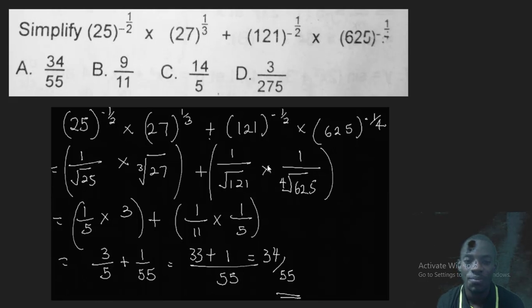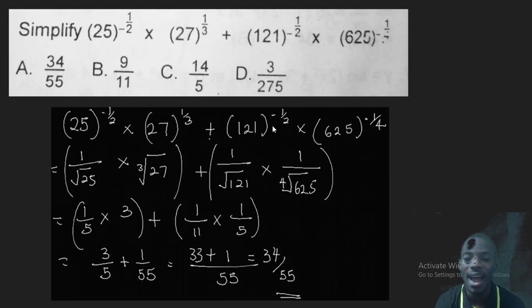Now let's check out the next one. The next one is another negative power, minus 1 over 2. So it will become 1 over root 25 times 27. Can you see? Then there's 1 over 3. This 3 will become the third root of 27. According to the law of indices, these two are separate. Then there's a plus in between. That tells me that this side is separate from this side.